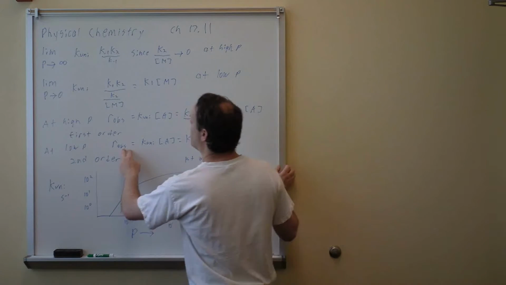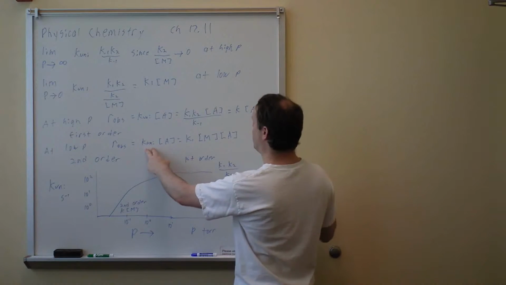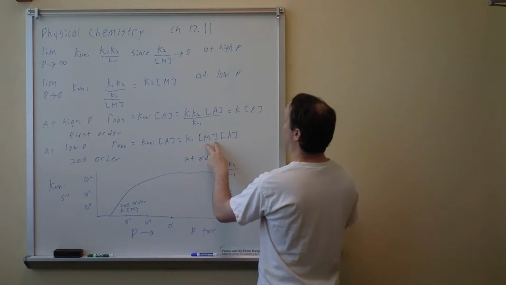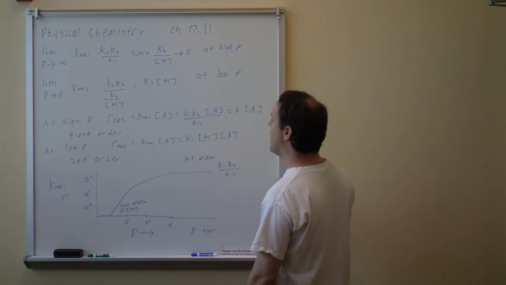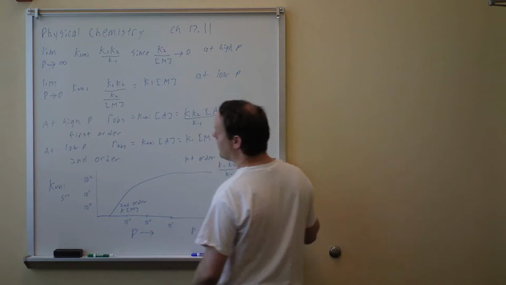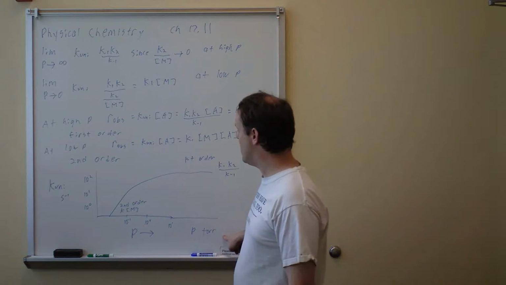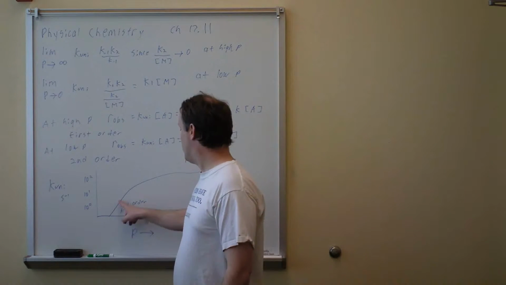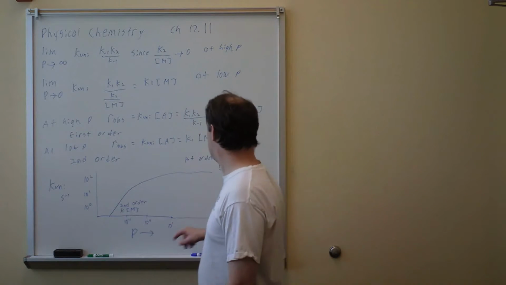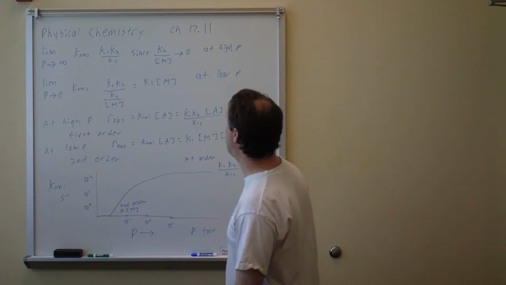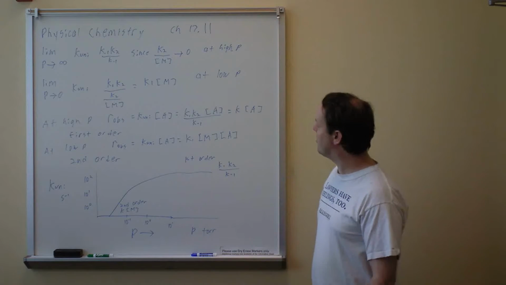So this is going to be first order. And then at low pressure, the observed rate is going to be K unimolecular times A, which would be K1 times the concentration of M times the concentration of A. So that's going to be second order. This is how it's going to look here. We have increasing pressure down here. At low pressure, we have second order. At high pressure, we have first order. And of course, in between it's going to gradually transition, which makes the math lots of fun.